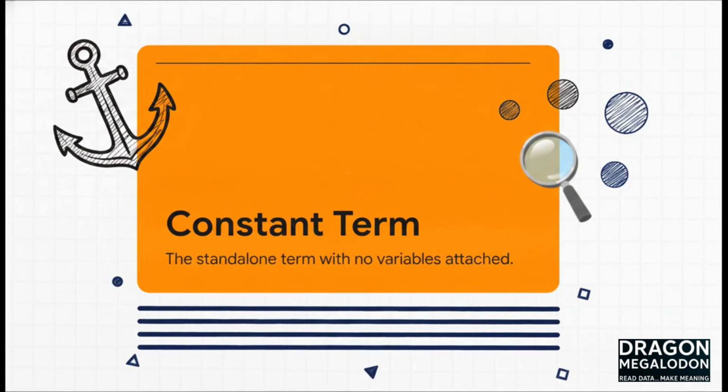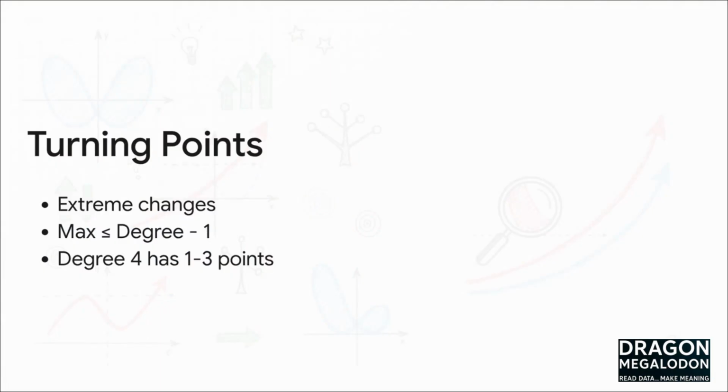On the flip side of that, we have the constant term. This is your standalone number with absolutely zero variables attached. You can think of the constant term as your absolute baseline data point. It's this completely isolated, stubborn anchor that remains unchangeable no matter what kind of wild variables you input into the system.